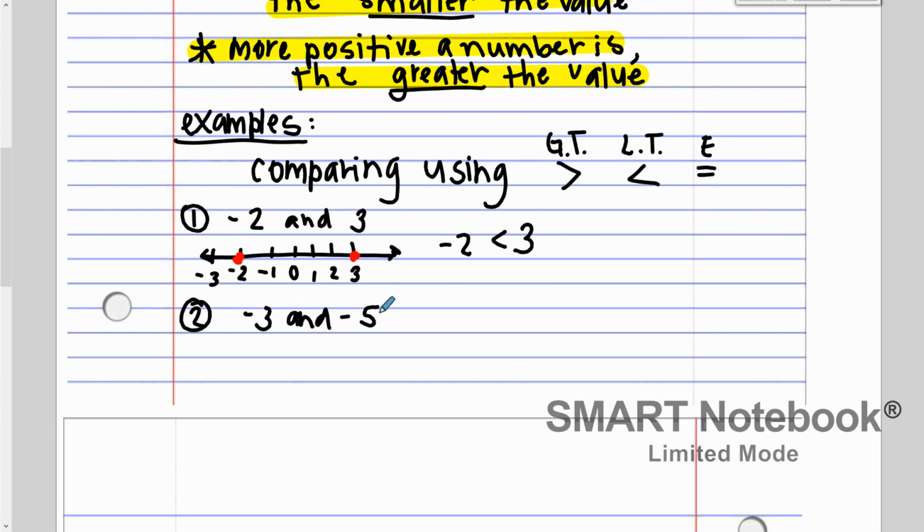However, when we get two negatives, that's when I see students starting to make mistakes. Because we know 5 is greater than 3 when they're positive, a lot of students just go ahead and say -5 is greater than -3, which is actually incorrect.